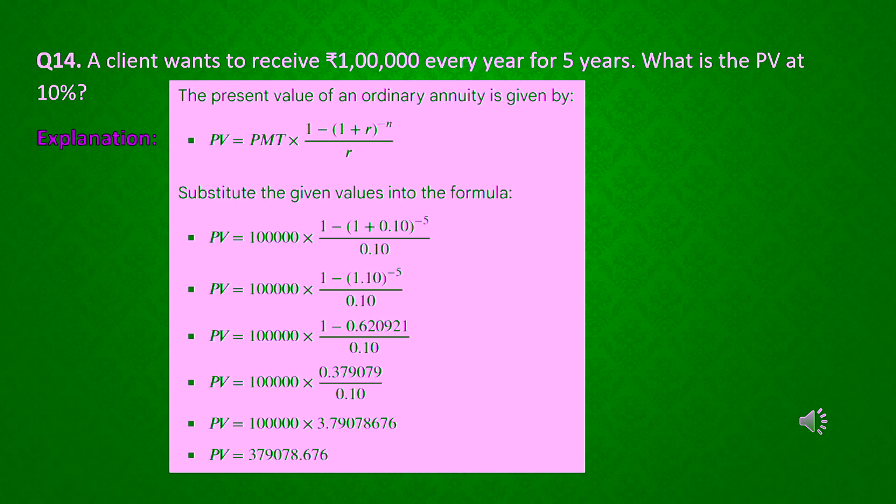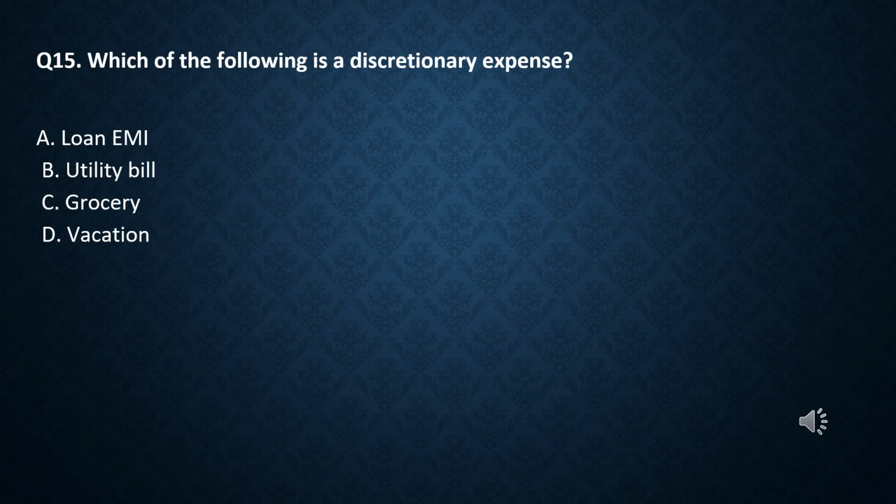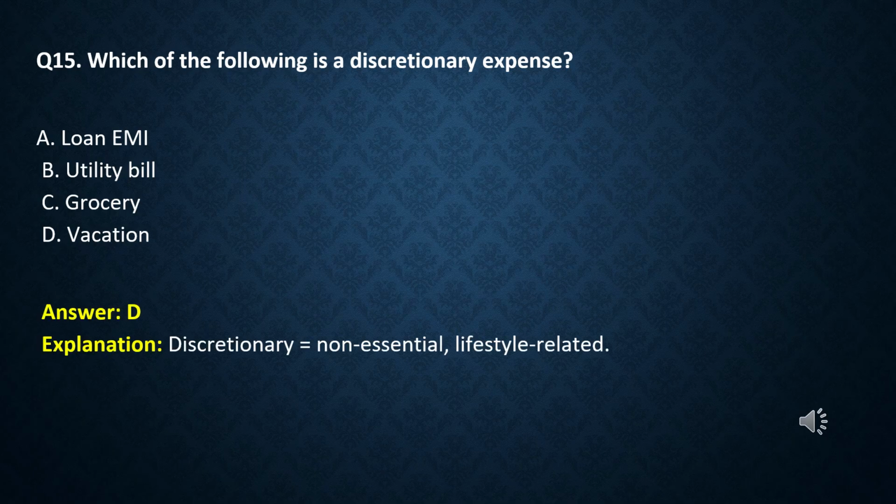Substitute all the values, then we will get the answer, 3,79,078 rupees. Next question. Which of the following is a discretionary expense? Option A, loan EMI. Option B, utility bill. Option C, grocery. And option D, vacation. Correct answer is option D, vacation. Discretionary is equal to non-essential and lifestyle related.